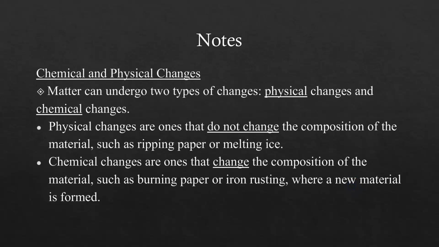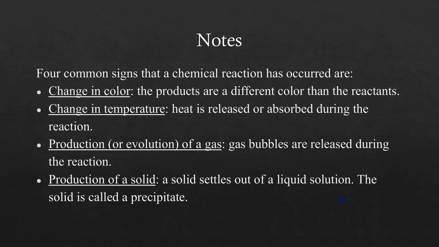Chemical and physical changes. Matter can undergo two types of changes, physical changes and chemical changes. Physical changes are ones that do not change the composition of the material, such as ripping paper or melting ice, because it is still chemically the same substance. Chemical changes are ones that change the composition of the material, such as burning paper or iron rusting, where in both of these new materials or substances are formed that are chemically different. So the atoms are bonded to different things and not to what they originally were. They are chemically different from what they started as.